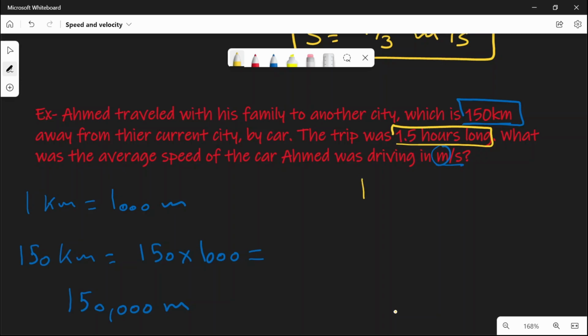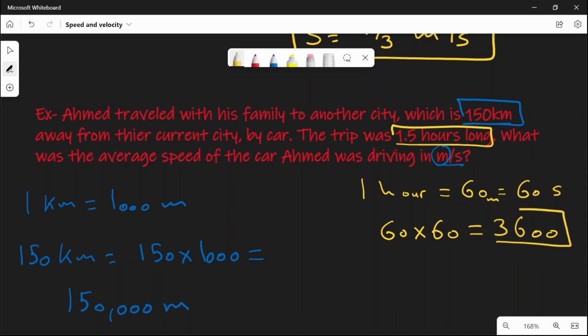We know that 1 hour is equal to 60 minutes, and each minute has 60 seconds, right? So in order to know how many seconds are in 1 hour, we should multiply 60 by 60, which will equal 3600. We know that the trip took 1.5 hours. 3600 is equal to 1 hour.